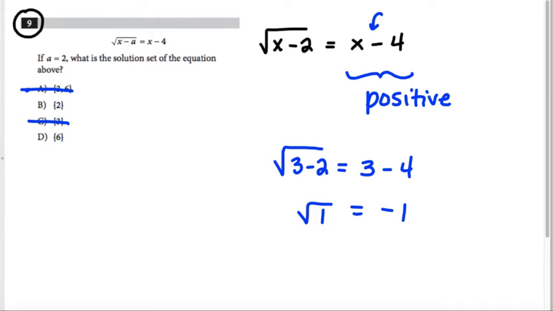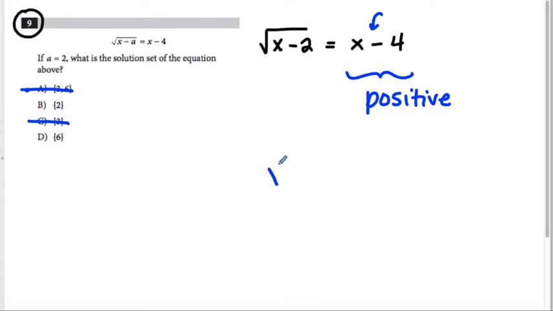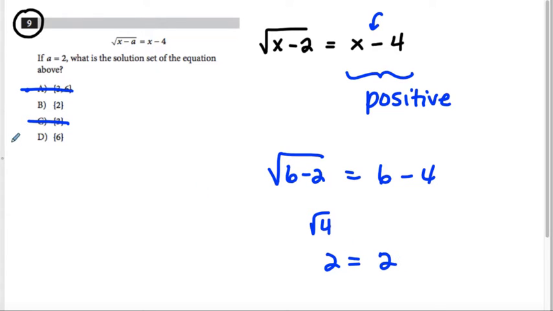So I decided to test 6. So the square root of 6 minus 2 equals 6 minus 4. Well, the square root of 6 minus 2 is the square root of 4, which is 2, and 6 minus 4 equals 2. So my answer is 6. All right, so that took me maybe about 30 seconds.